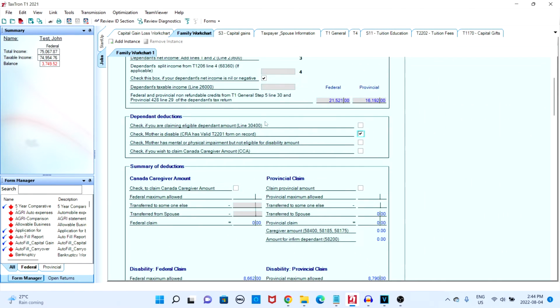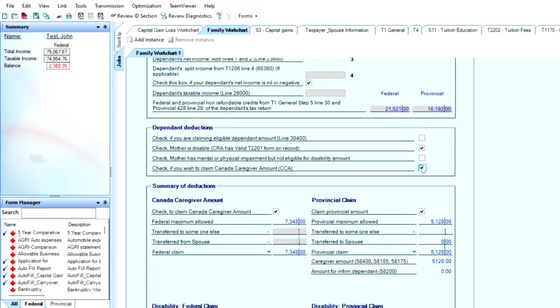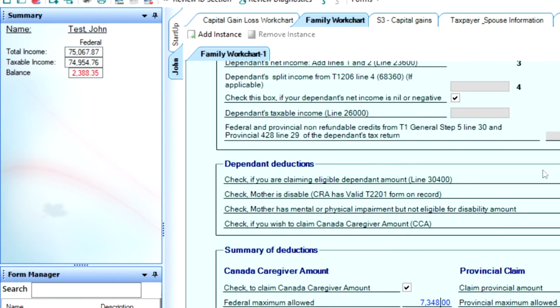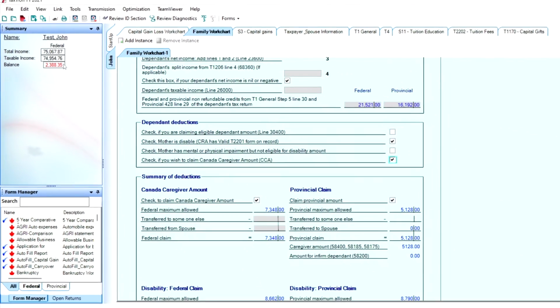If applicable, you can also claim the caregiver amount to further lower your balance owing. As you can see, the balance owing for this return has gone from around $5,000 to around $2,300.